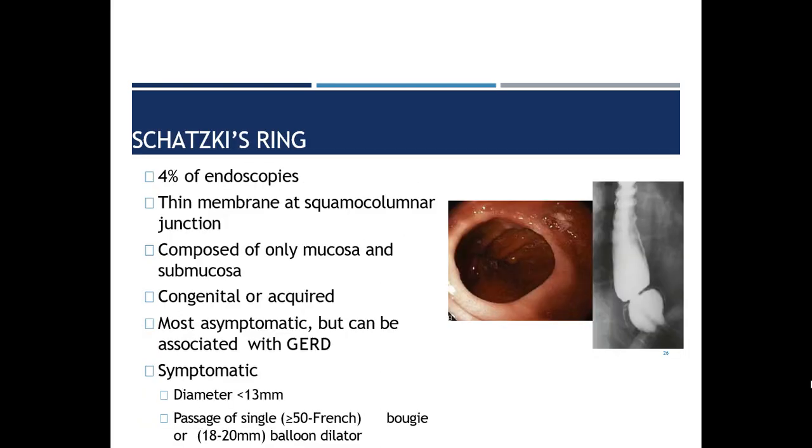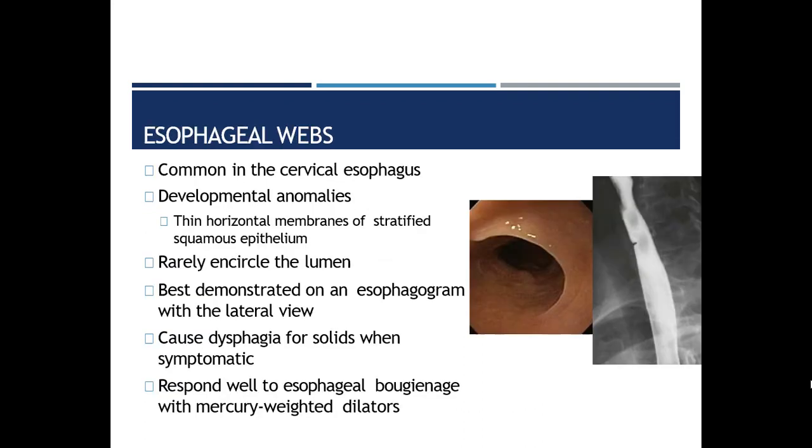So you just remember the name, that is Schatzki ring. 4% on endoscopy you can diagnose this. Most of the time it is undiagnosed, so there is a thin membrane at the squamocolumnar junction. It is only composed of mucosa and submucosa. It is usually congenital, sometimes it may be acquired, and it is asymptomatic, but the patient may present with the symptoms of GERD. Symptomatic when the diameter of the esophagus is less than 13 millimeter, and passage of a single bougie or balloon dilator is sufficient for the patient to get rid of the symptoms. So it means esophageal dilatation is the answer for this treatment.